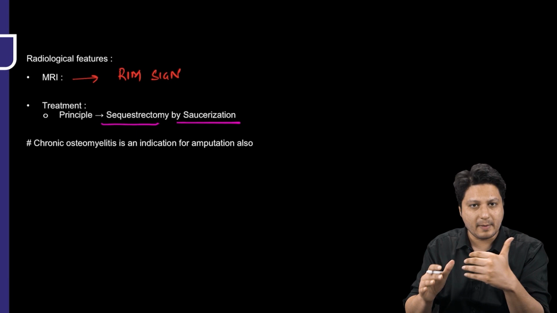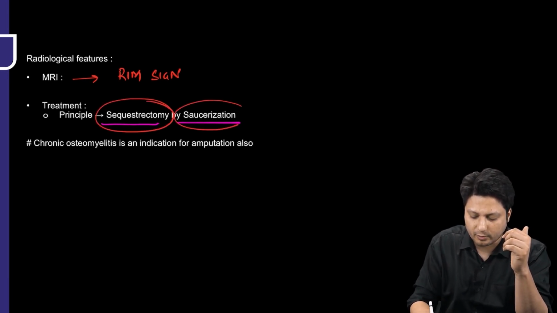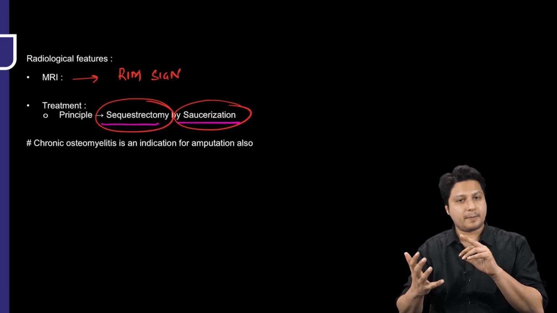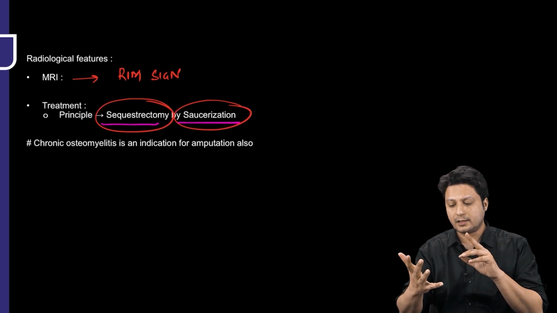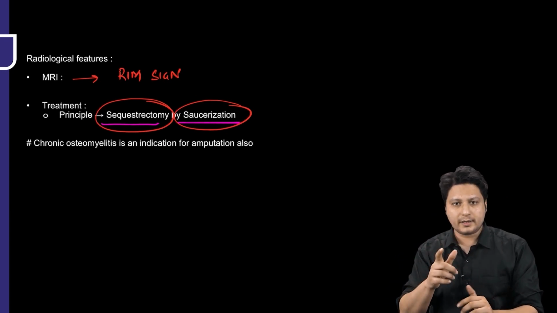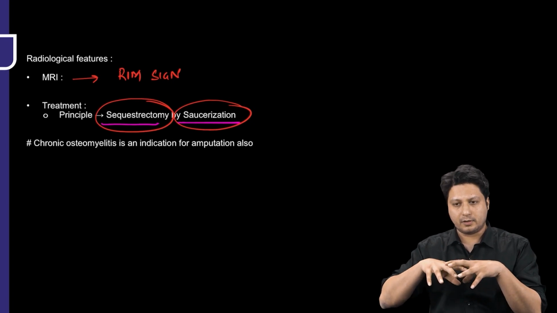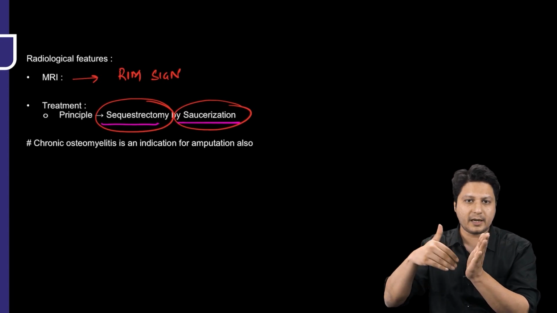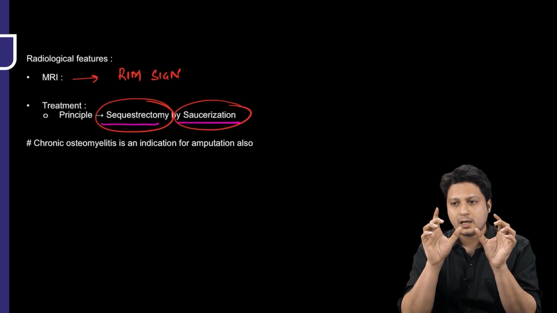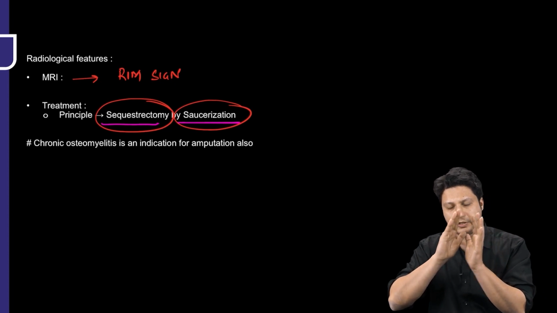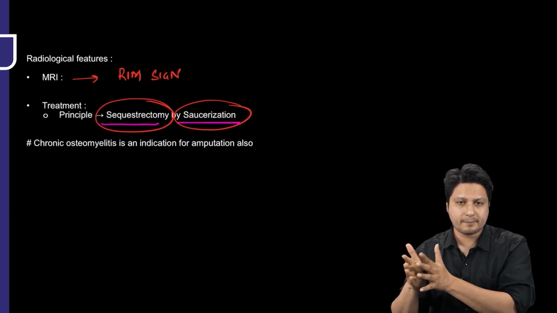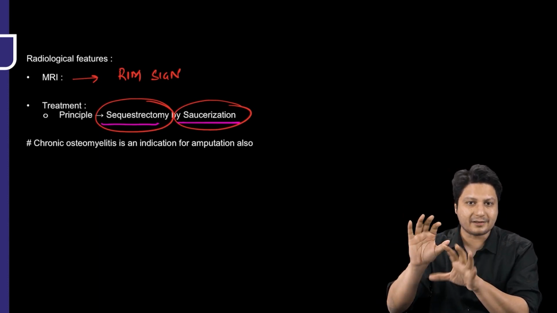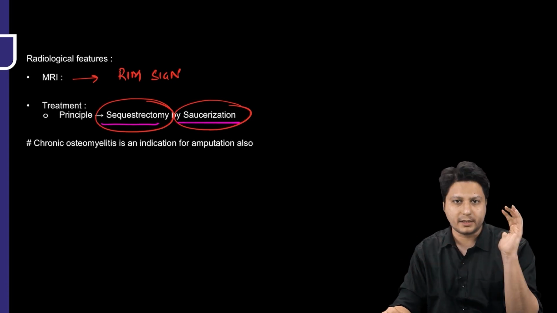So, the principle of management is sequesterectomy, which is performed by saucerization. That is the principle. Whether the use of a graft is required, whether the use of antibiotic impregnated cement is required, whether the use of an antibiotic carrier is required, suction drains, then fixation, immobilization: all those things are simply additives to the management of chronic osteomyelitis, because each individual disease is managed individually. But the principle remains the same, that you have to perform sequesterectomy by saucerization. That is the management principle, which is common for all the conditions.